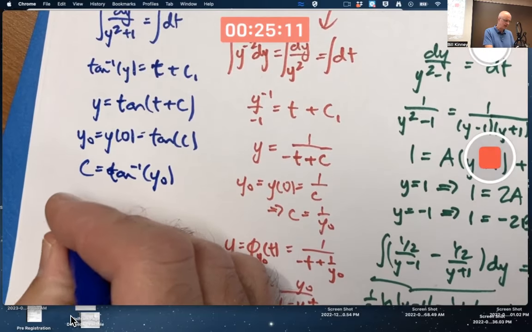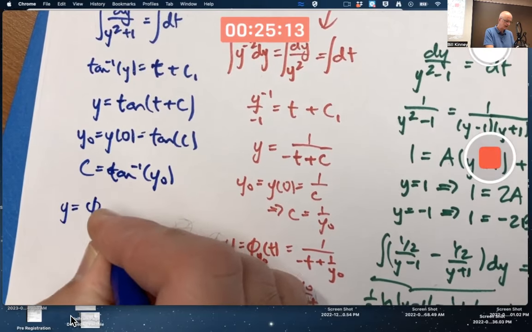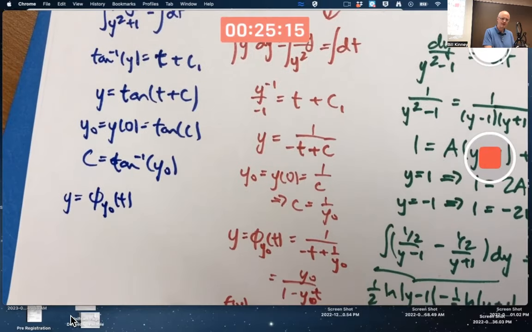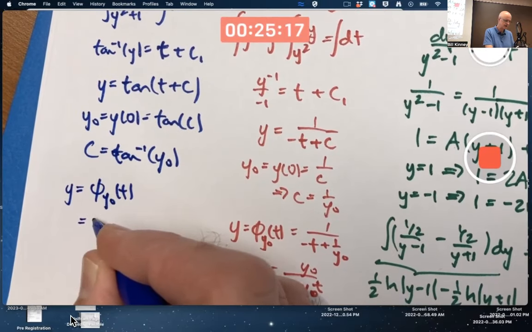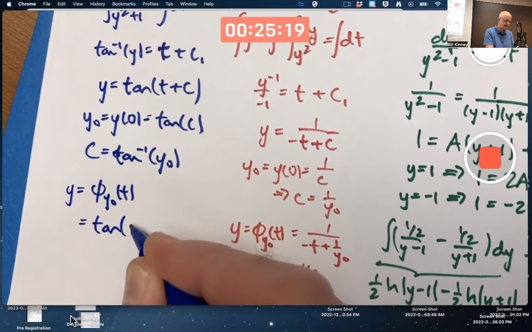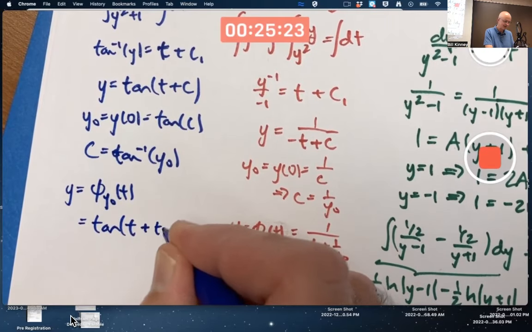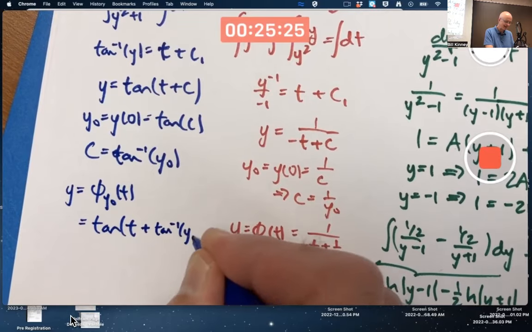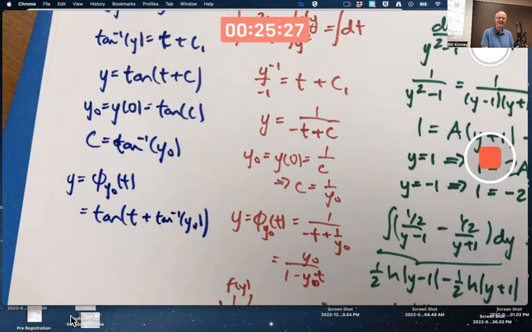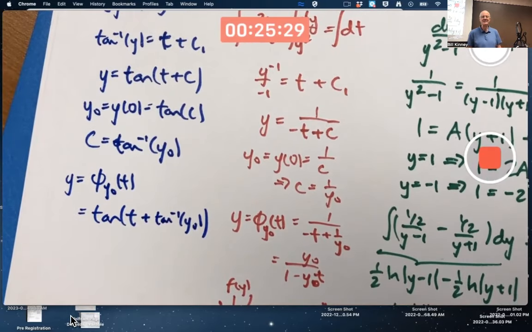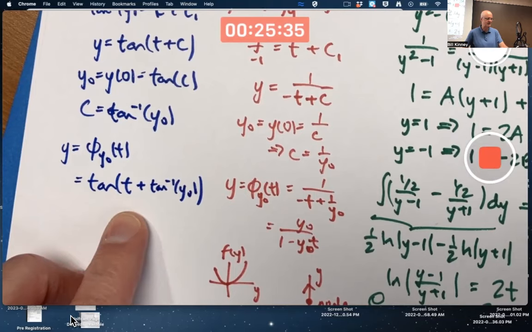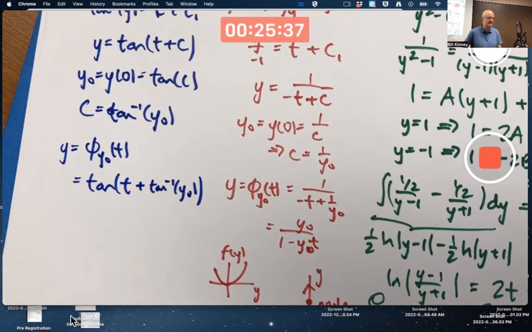So if I'm writing my phi notation, I would say the unique solution is tangent of t plus, in parentheses here, inverse tangent of y naught. So that would be the answer. And there's nothing you can really do to simplify this, I don't think. This is about as simple as it gets. You can't say it's tangent of t plus y naught or something. Tangent doesn't have that kind of property.